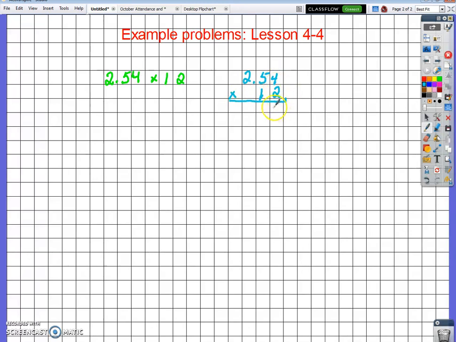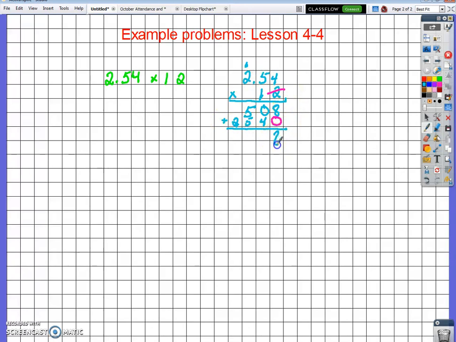2 times 4 is 8. 2 times 5 is 10. Carry my 1. 2 times 2 is 4 plus 1 is 5. I am done with the ones place. I need to annex a 0, and then I need to keep multiplying. 1 times 4 is 4. 1 times 5 is 5. 1 times 2 is 2. I've got my two partial products now, and I want to add those two.